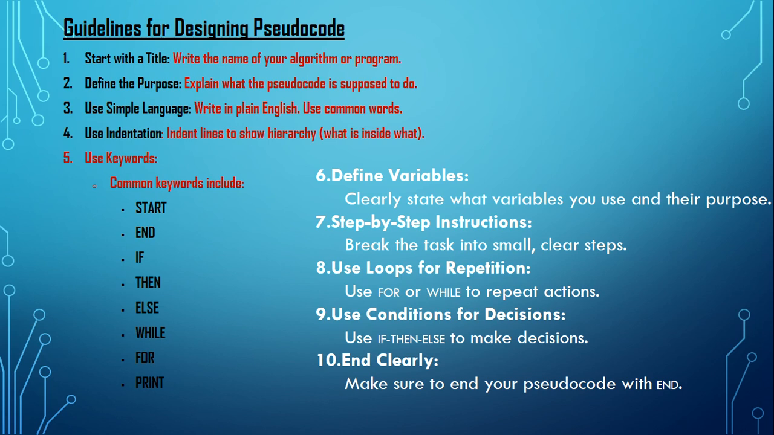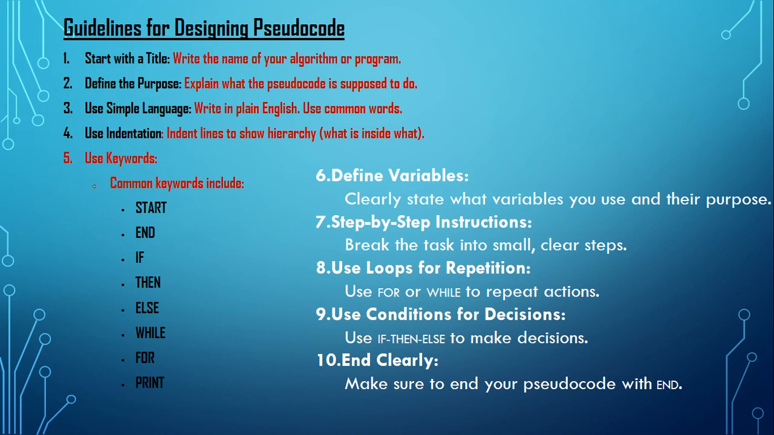Then define the purpose, explain what the pseudocode is supposed to do. Number three, use simple language. Write in plain English, use common words. Then number four, use indentation. Indent lines to show hierarchy, what is inside what. So hierarchy here means show what is inside what.